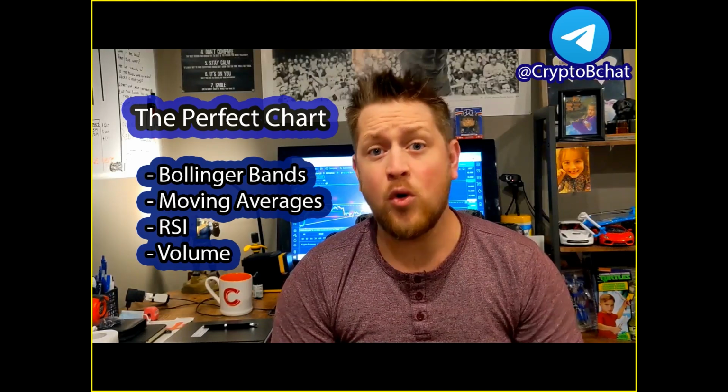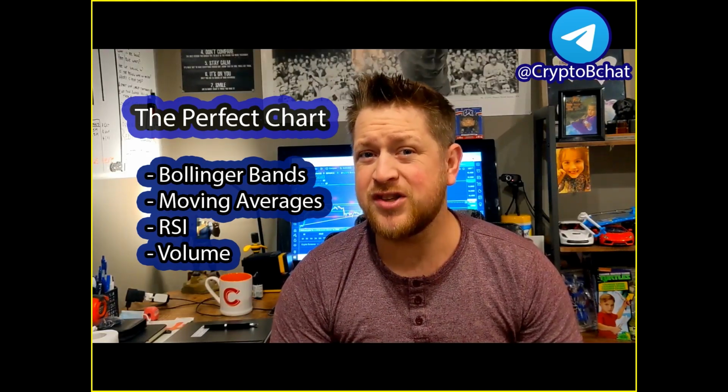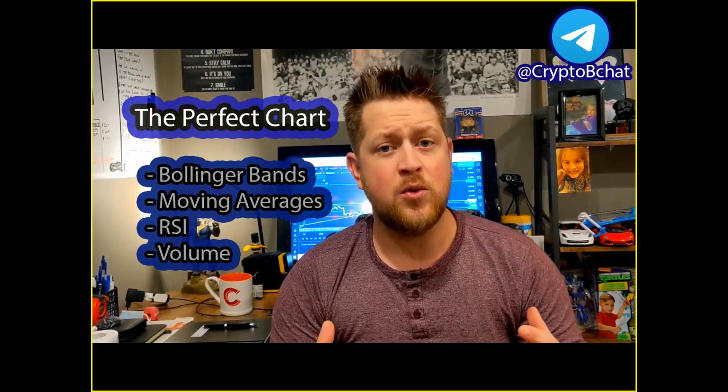Today we're going to go over how to set up the perfect chart. We're going to use indicators like Bollinger Bands, moving averages, RSI, volume, and some other key indicators. Now nothing is 100%, but when you have these set up properly, they can help you to be successful when you're targeting which way the price action is going to go.